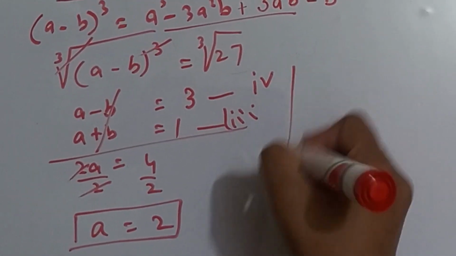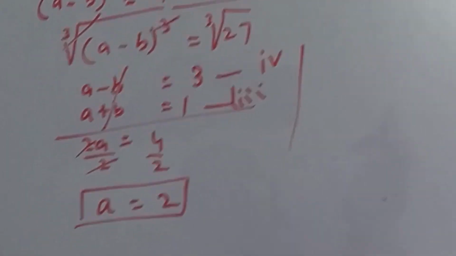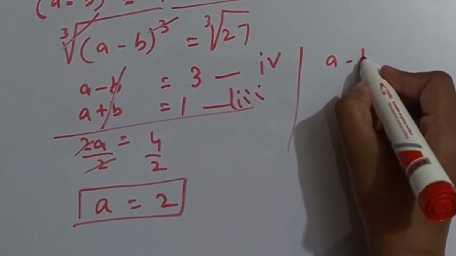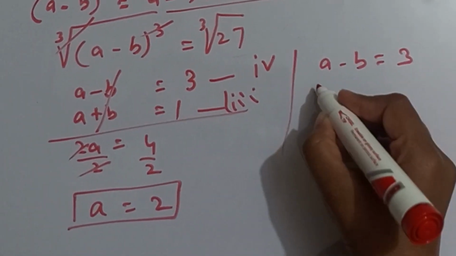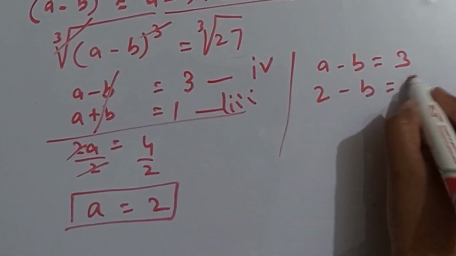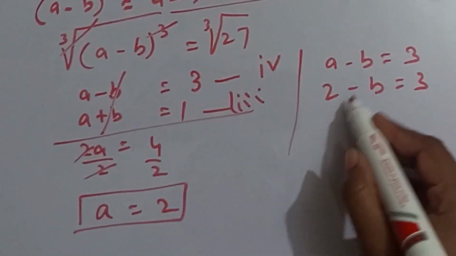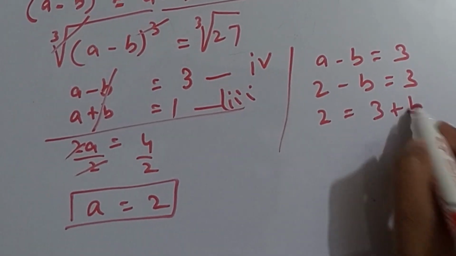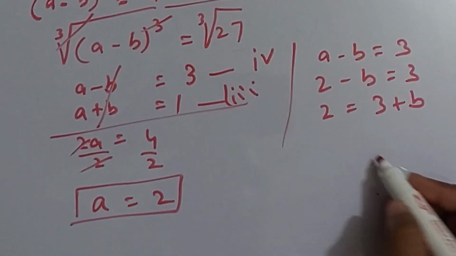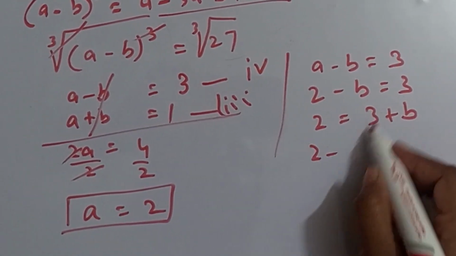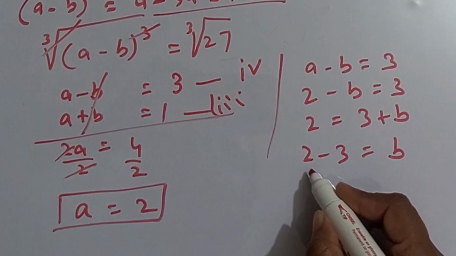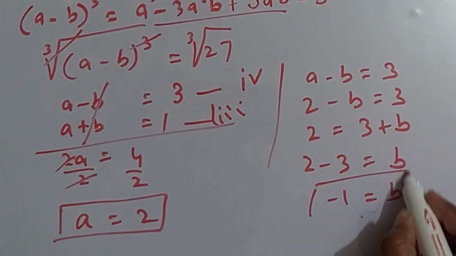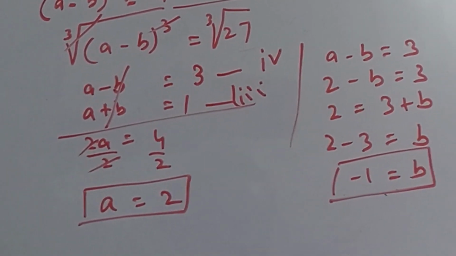Now we find the value of b. For this we use equation number 4, which is a minus b is equal to 3, and a is 2. So here we write 2 minus b is equal to 3. Add b on both sides, then we get 2 is equal to 3 plus b. In the next step, we subtract 3 on both sides, so we get 2 minus 3 is equal to b. So 2 minus 3 is minus 1. So in our question, the value of b is minus 1.